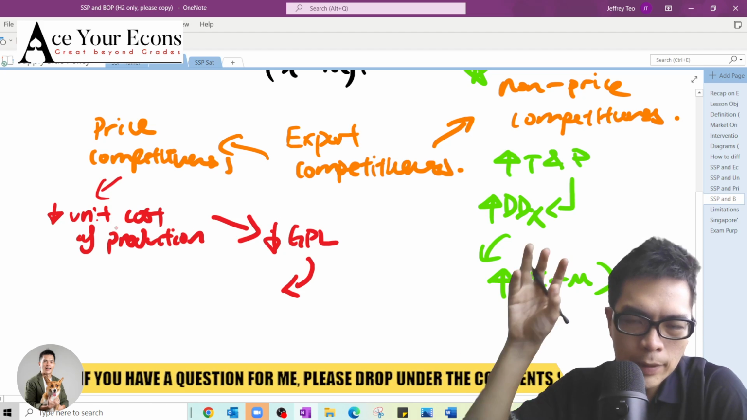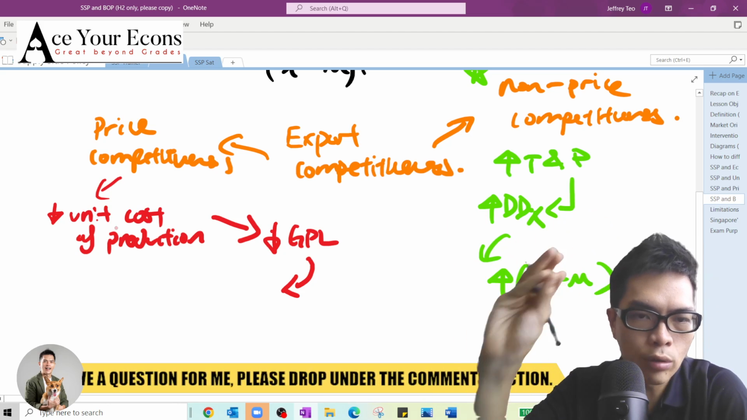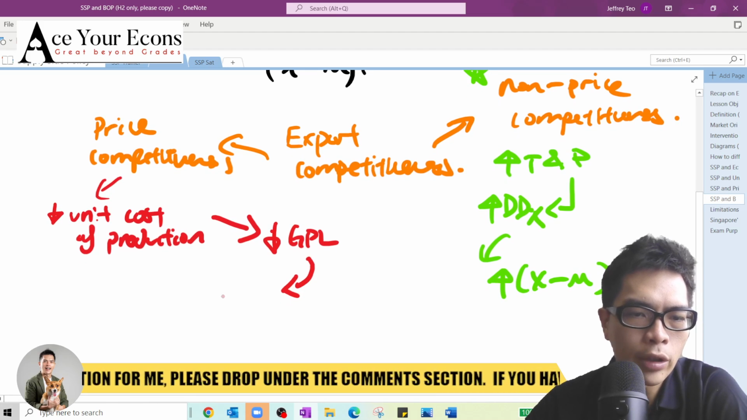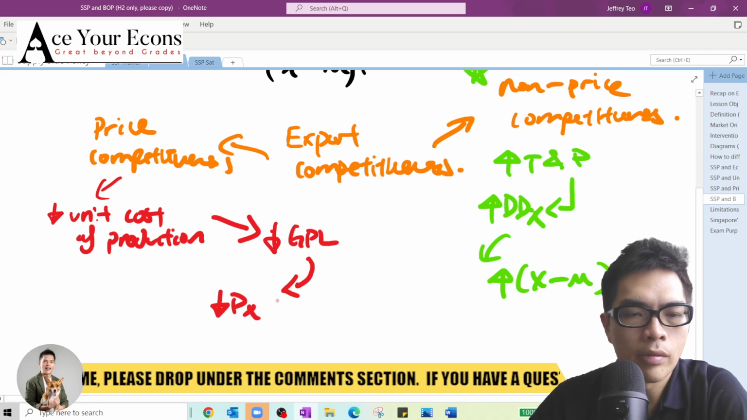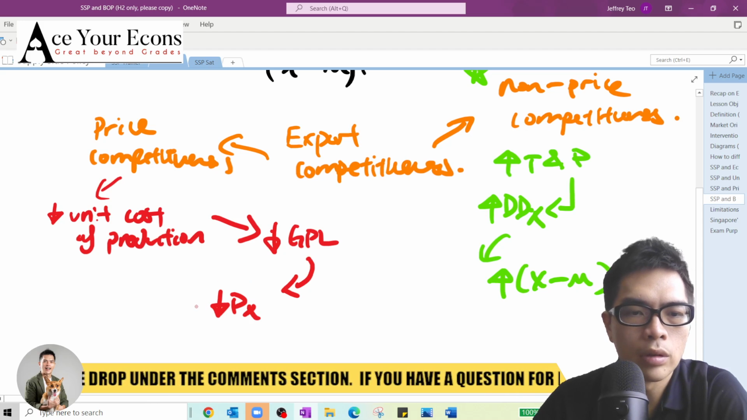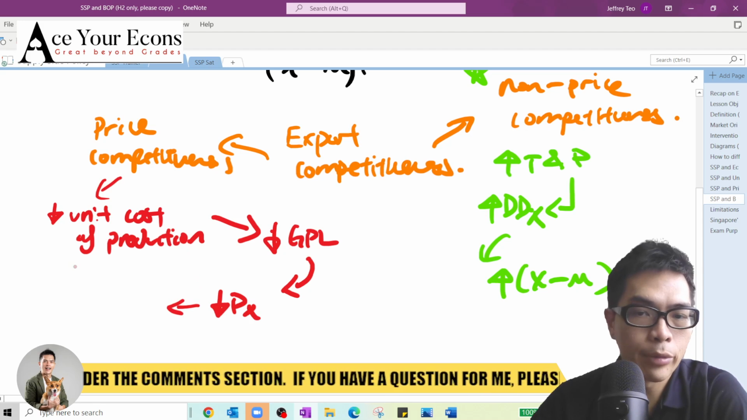This specific sequence is well documented in most school notes, so stick to what I'm going to say. A fall in your general price level will lead to a fall in the price of your exports. The domestic price of your exports will go down. And you need to make this key assumption.